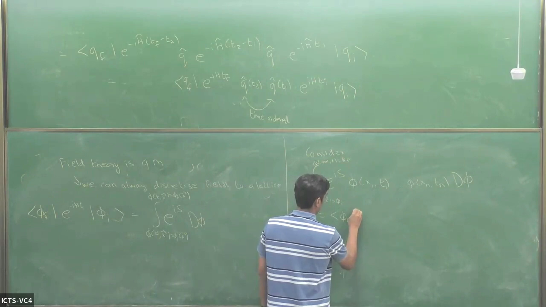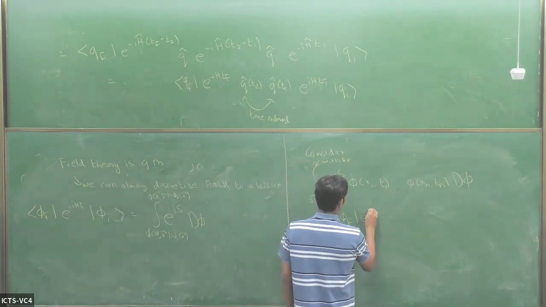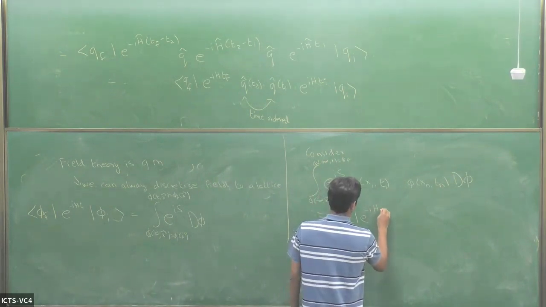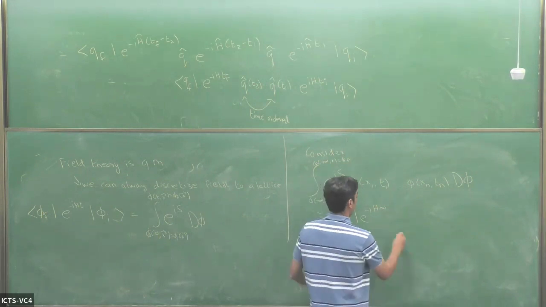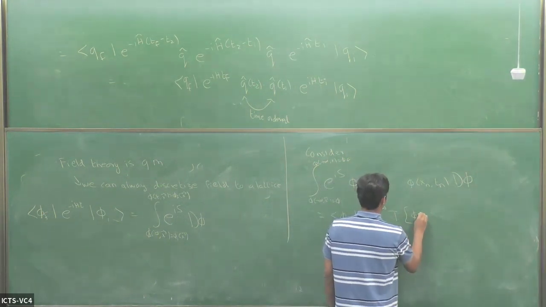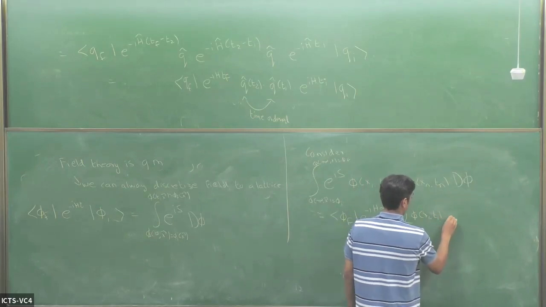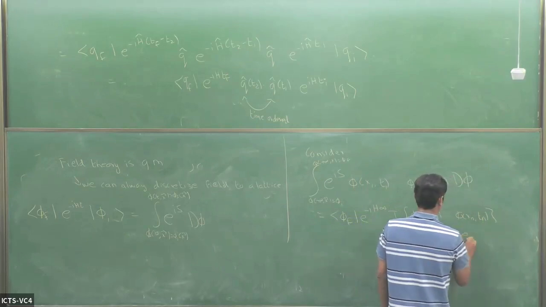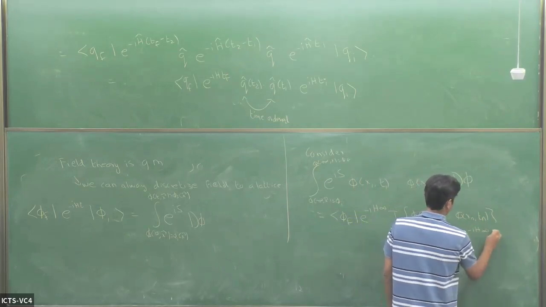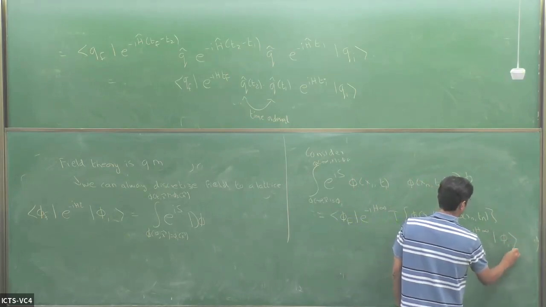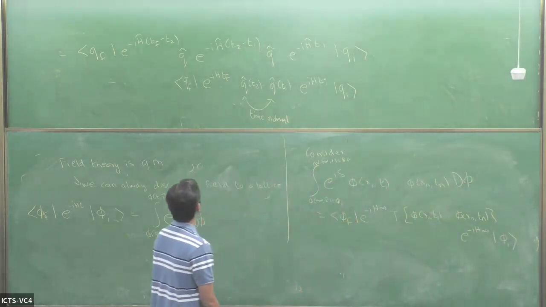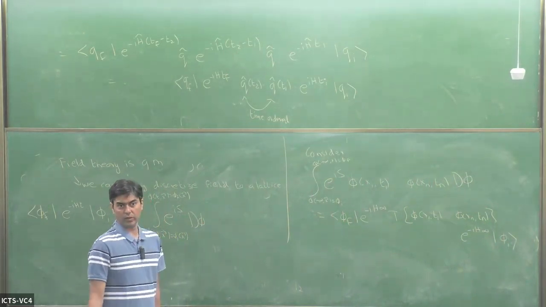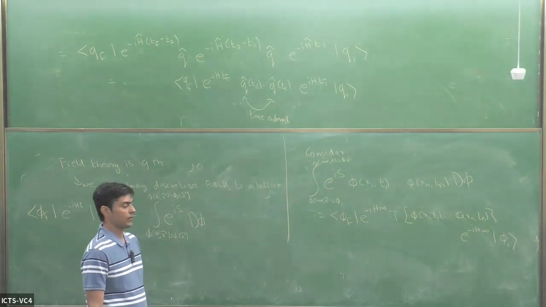It's equal to phi final, e to the power minus iH times infinity, times the time ordered product of phi of x1 t1 through phi of xn tn, times e to the again minus iH times infinity, phi initial. Is it clear why you get this?